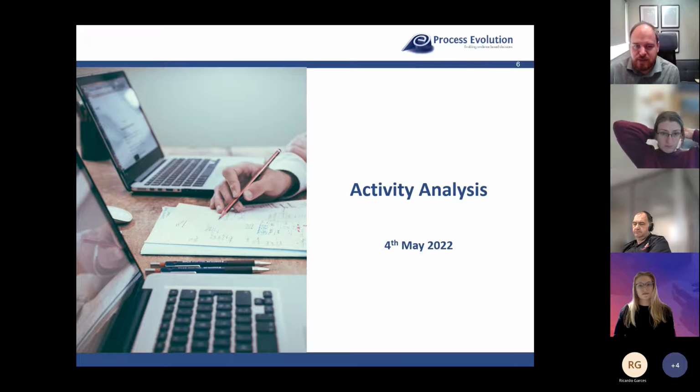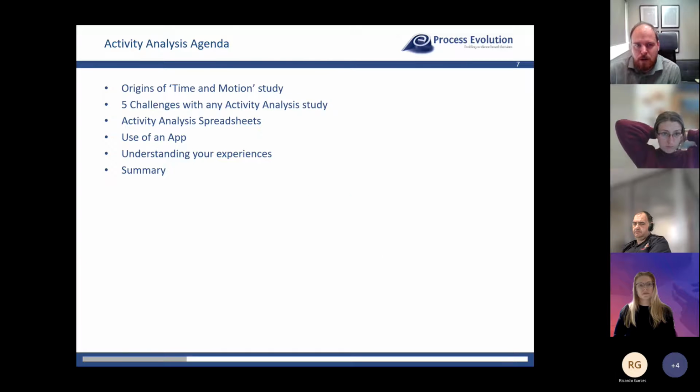Okay, so today's activity analysis presentation, probably half an hour or so, is just discussion as to how we use activity analysis. I've put together this agenda of, okay, where does it come from? Ricardo used the phrase time and motion study, and there's a question of what that looks like and how we would understand it. Then we've got a piece on 5 challenges that we would see with any activity analysis study. So things to be aware of, but also certain challenges that you might not overcome with activity analysis. So it's a question of just being aware of them as we go through.